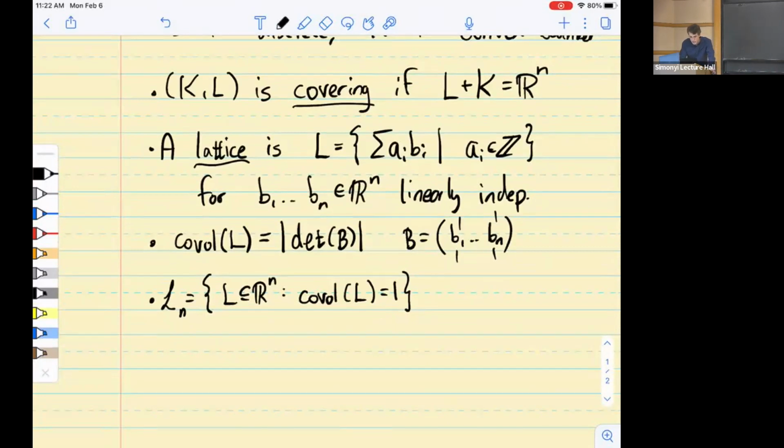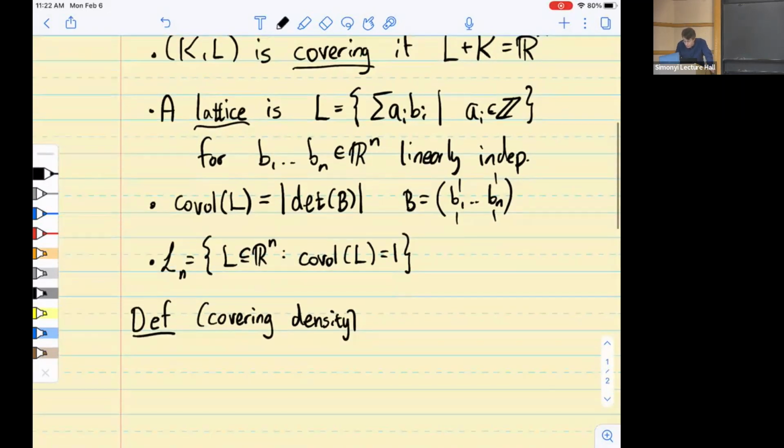And then the critical parameter we want to consider is that of covering density. Basically, what's the average number of times a point is covered? So this is covering density. It's really what we're trying to minimize. As I was saying, it's the lesser known sibling of packing density, which has seen lots of interest in recent years.